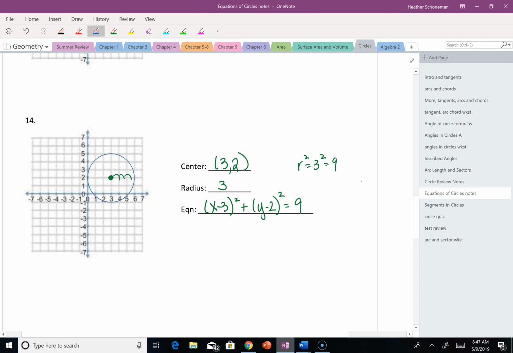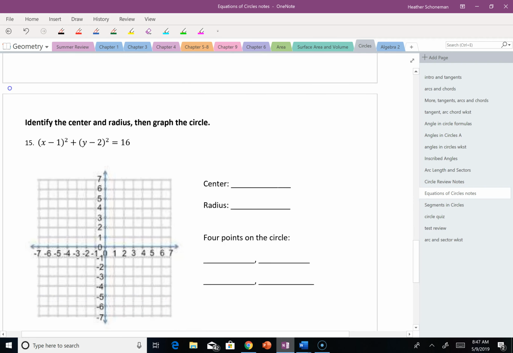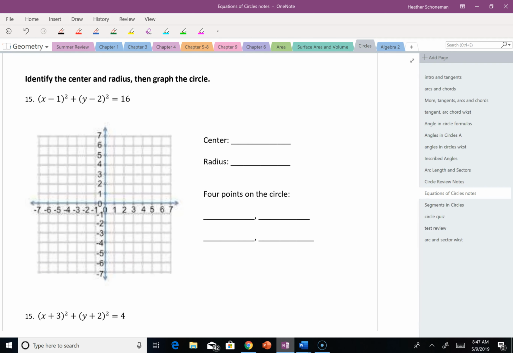Okay, turn over to the last page, and we will graph them, and then we're done. So we're going to graph these, but the first thing you've got to do is identify the center and the radius. So the center is the opposite of what's with this, so it's going to be +1, +2. This right here, remember, is the radius squared. So the radius is the square root of 16, which is 4.